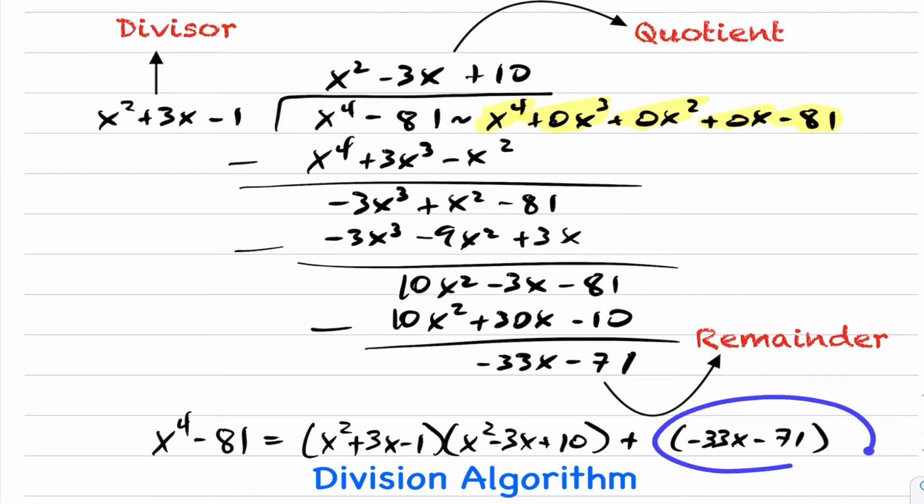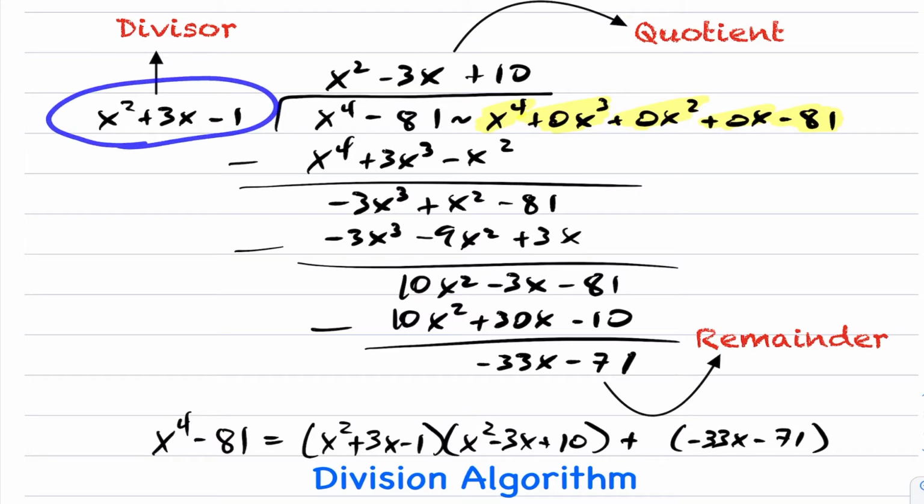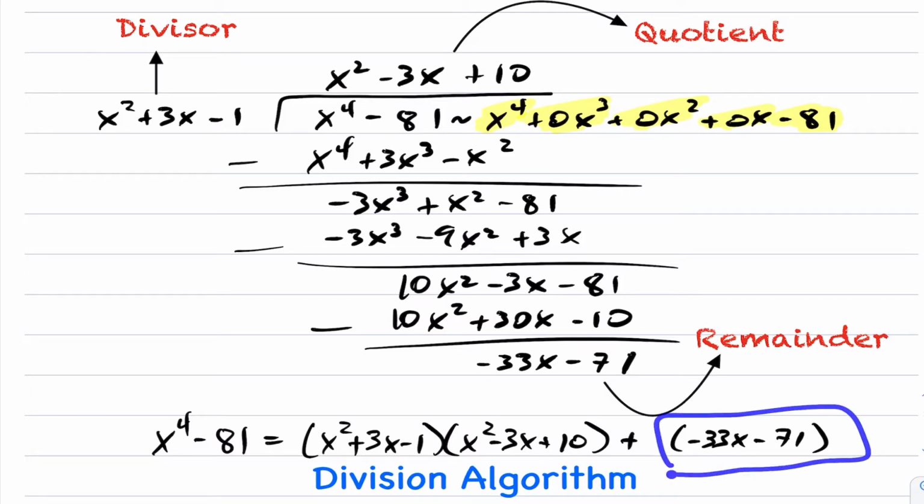Notice here that the degree of our remainder is 1, and notice the degree of our divisor is 2. It will always be the case that if done properly, the degree of your remainder must be strictly less than the degree of your divisor. Because if the degree of the divisor and remainder were the same, you could continue the long division process and decrease the degree of your remainder.